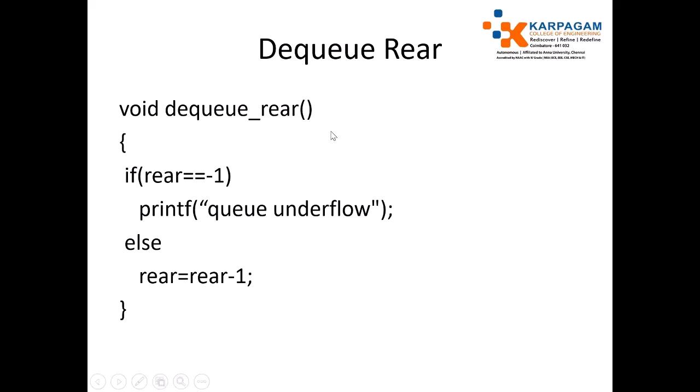When you try to delete the element, the rear end should not be -1. If rear end is negative, it means you don't have any element in the queue. If so, just say queue underflow. Otherwise, just decrement the rear counter by 1, because we are deleting the element at the rear position. So we are decrementing the rear pointer by 1. It's very simple, no? Just decrementing it. If you are deleting at the front end, just increment the counter. Okay.